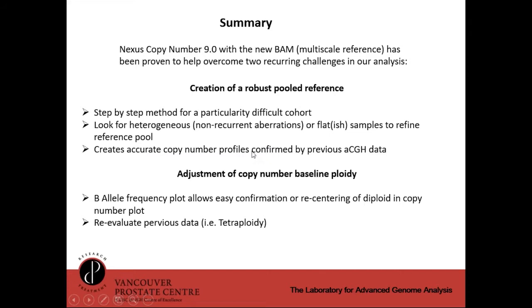And that created an accurate copy number profile that, luckily enough, we have previous aCGH on some of these patients from PDX models, and we were able to confirm them, so we feel really comfortable about that now. The second thing I hope I was able to show you was the adjustment of copy number baseline ploidy. Using that B allele frequency plot allows either the easy confirmation of what you have in your copy number plot above, or allows you to recenter to that diploid situation in the copy number plot, as we saw. And that lets you go back potentially and compare to some of your old data. In our case, I'm now reevaluating some of the previous data that we did before, and you saw that tetraploid situation, which we just didn't know before. So with that, I'd like to thank you for listening, and I'd like to go ahead with any questions. Thanks.